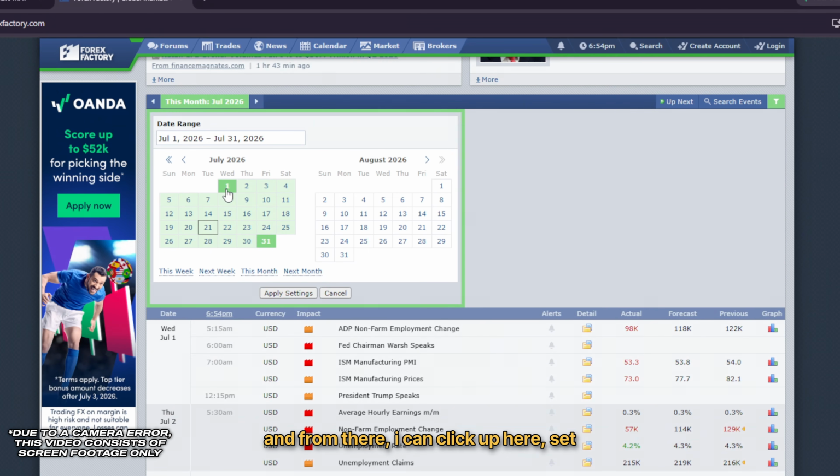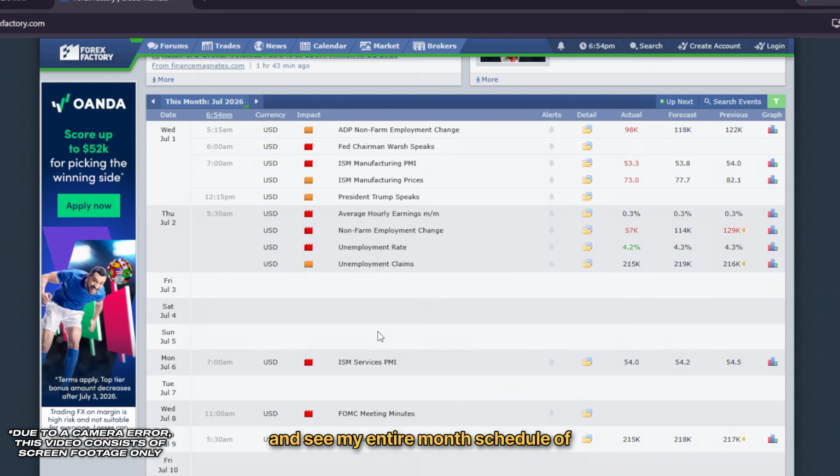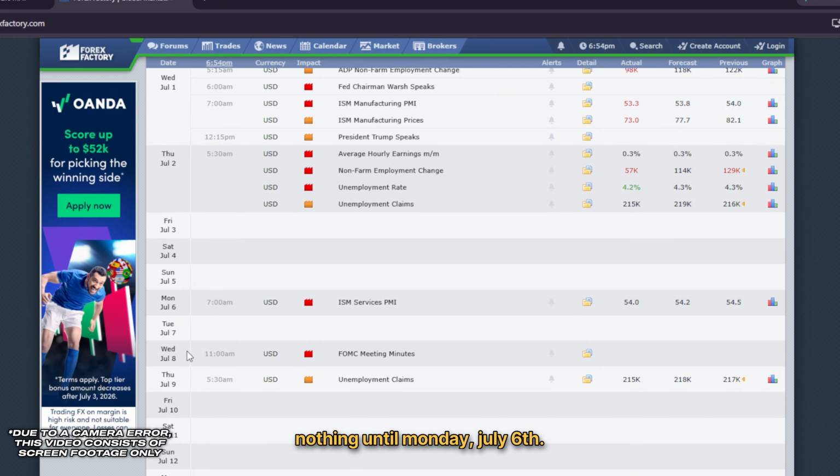And from there, I can click up here, set from the 1st to the 31st, and see my entire month schedule of trading all like this. And this is going to tell me exactly which days to trade, because if we don't have news on that day, I can just take that day off. So you guys can see this first week over here, we had Wednesday, July 1st, July 2nd, and then absolutely nothing until Monday, July 6th.